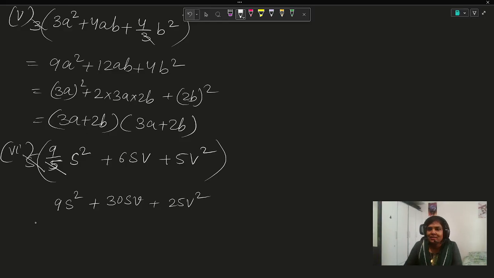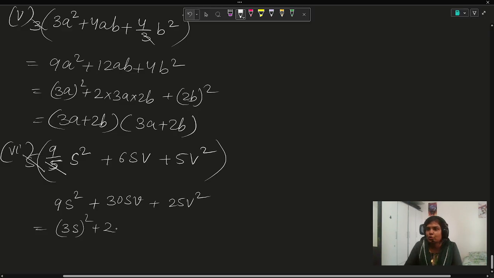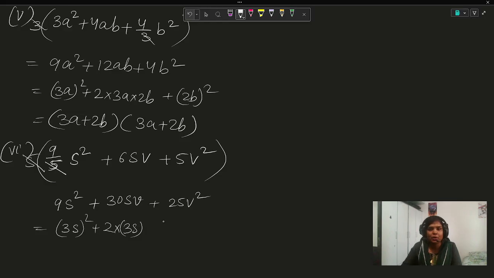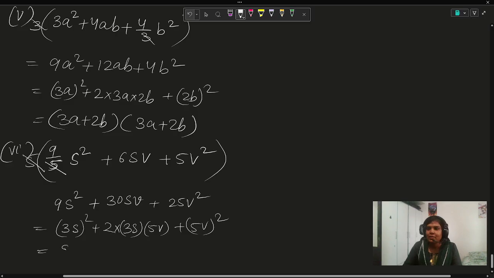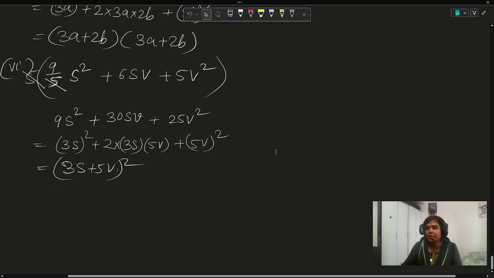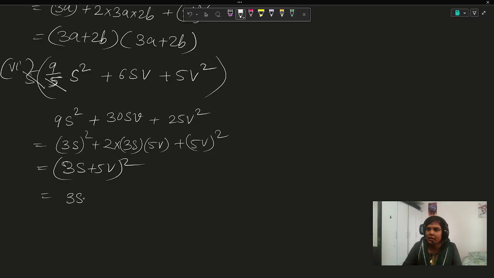Now you see this becomes a whole number. So it is 3s, see 3 5s are 15, 15 2s are 30. So 3s a whole square plus 2ab, b is how much? 5v, right? 25 is a perfect square. So 5v, 2ab plus b square. So our answer is 3s plus 5v whole square. Are you getting, students? So it will be 3s plus 5v into 3s plus 5v.